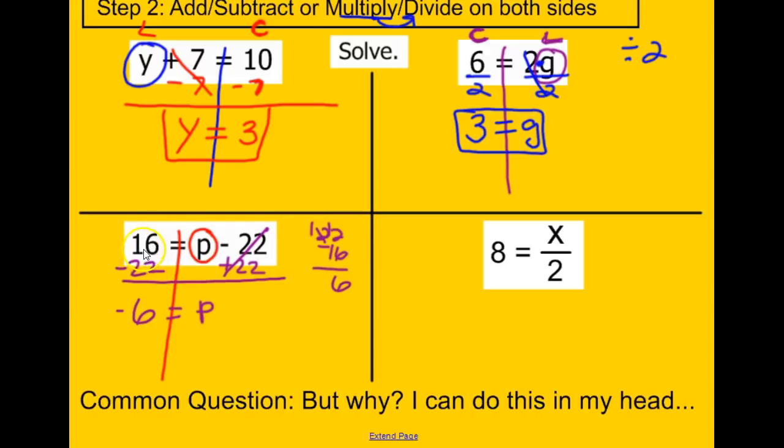If you wanted to just count up from 16, 17, 18, 19, 20, 21, 22, there were 6 numbers there, and they're all negatives.